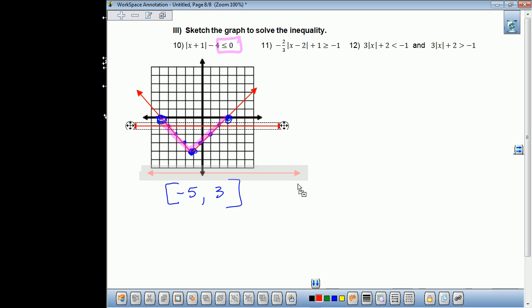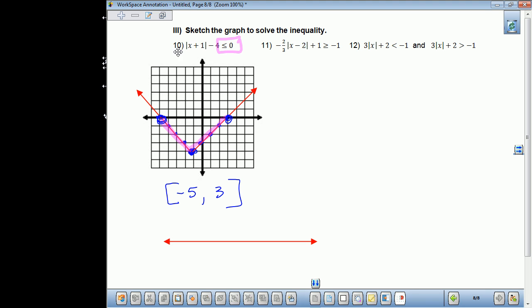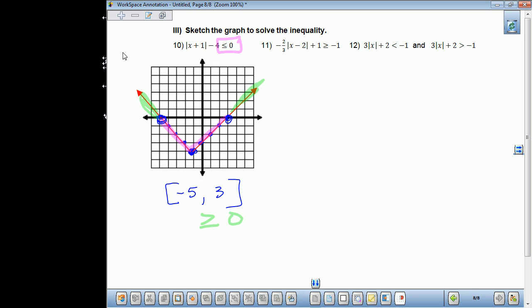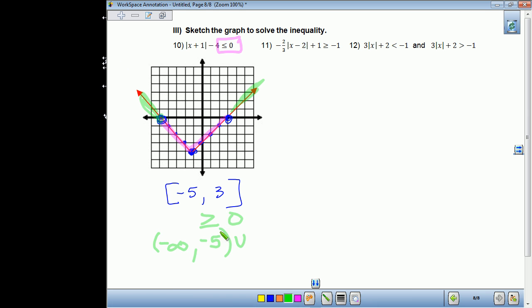Now what if it had said greater than instead of less than? If it had said greater than, I'd be looking at this part and this part. So had it said greater than or equal to 0, that would mix things up a little bit. My answer would look like this. It would go from -infinity to -5, union with, ooh, I said equal to, so I need to be inclusive, and then 3 to infinity.